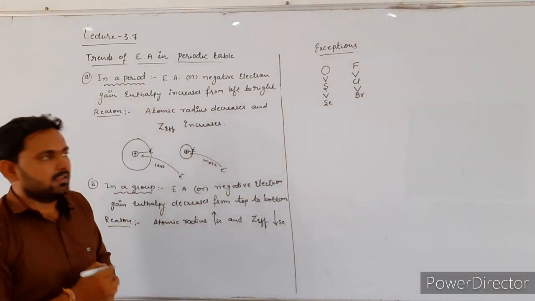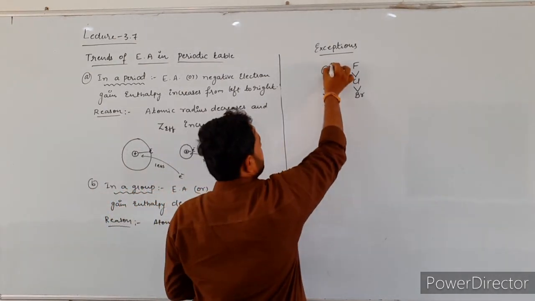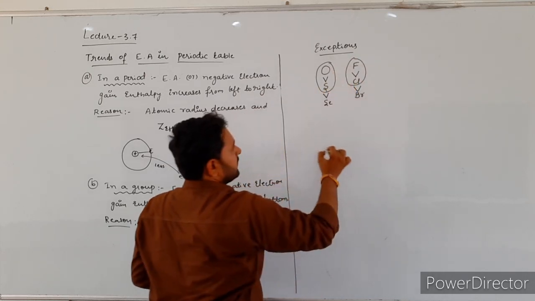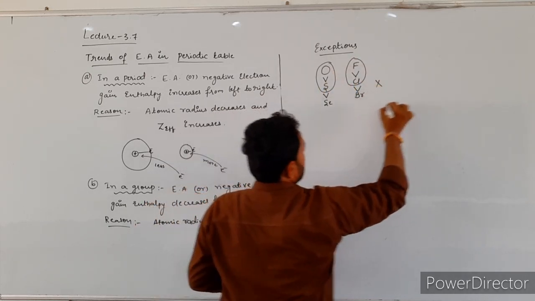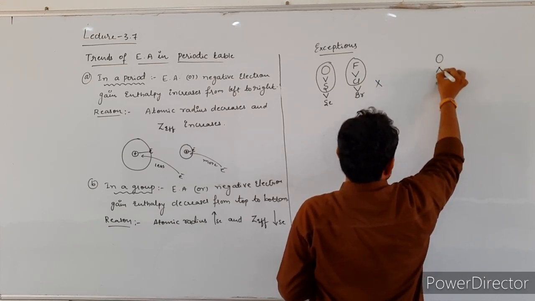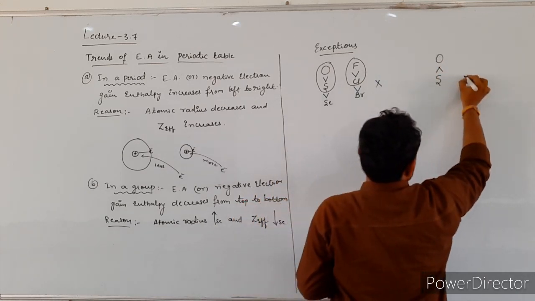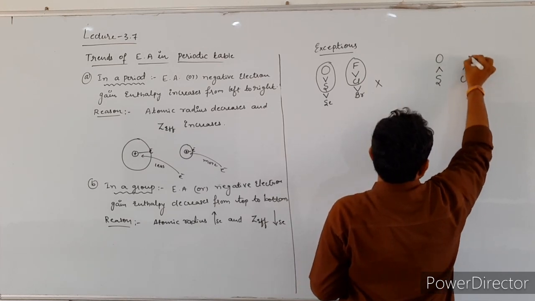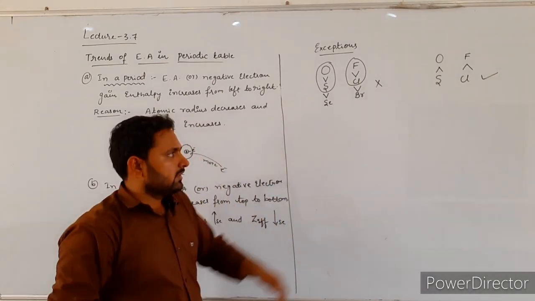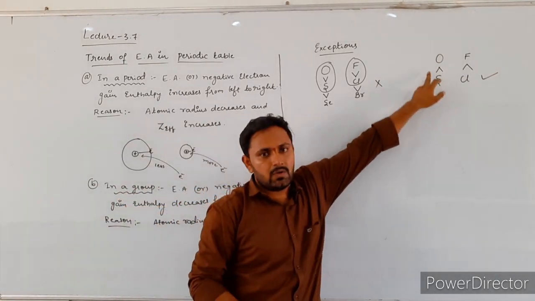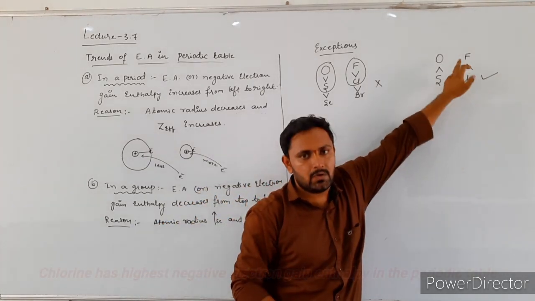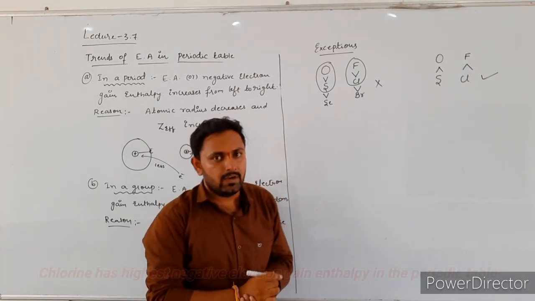This is the general order, but there is an exception between oxygen and sulfur, and between fluorine and chlorine. This is the wrong order. The real order is sulfur has more negative electron gain enthalpy than oxygen. Chlorine has more negative electron gain enthalpy than fluorine. This is the correct order. Why? Why does sulfur have more negative electron gain enthalpy than oxygen, and chlorine more than fluorine? Now let us discuss.